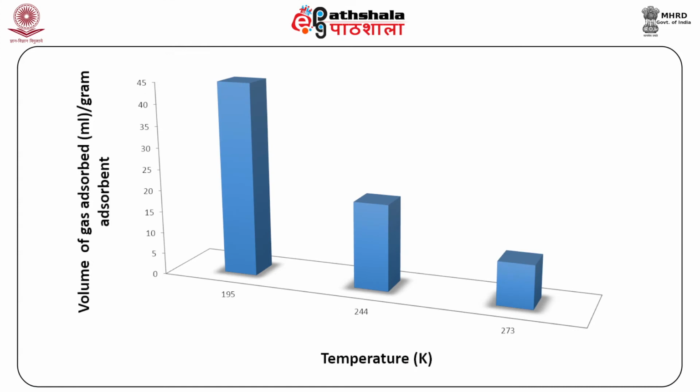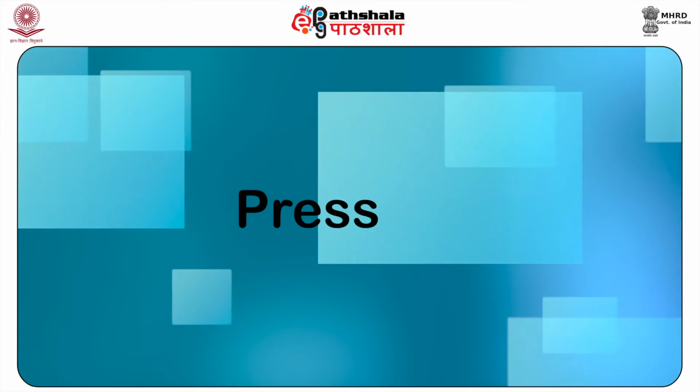Taking the example of the amount of nitrogen gas adsorbed by 1 gram of activated charcoal at different temperatures under constant conditions of pressure, it can be seen that the extent of adsorption decreases with the increase in temperature. Figure shows the variation of extent of adsorption with temperature. Number 4 is the pressure.